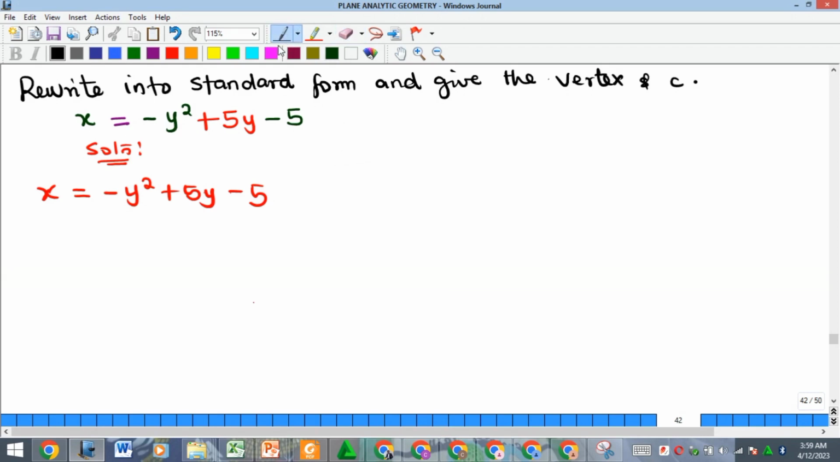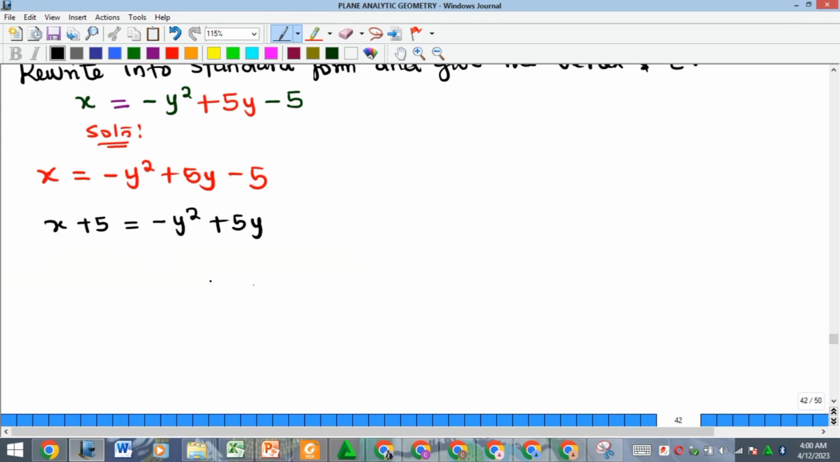The first thing is to make sure that that variable stays alone. So all the terms in y will be allowed to stay alone, and then that means the constant should go to the other side. So we will have x plus 5 is equal to minus, y squared plus 5y. Okay, and after this, remember, this is just the normal completing square method of quadratic equations. So what we should do next is to make sure that the coefficient of y squared is 1, and to do that you divide through by the coefficient.